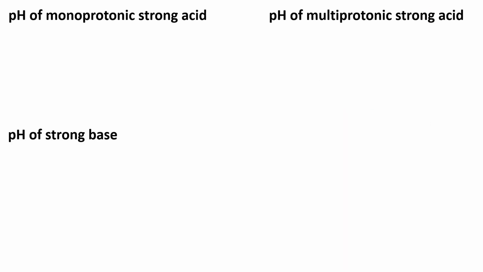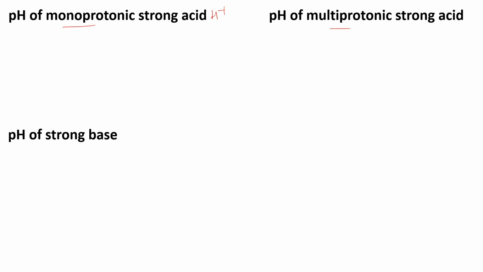Next, how we will calculate the pH of a strong acid. Now, strong acid can be of two types. One is monoprotonic, another one is multiprotonic. What do you mean by monoprotonic? Mono means single, protonic means H plus. If they are donating a single H plus, that acid is known as monoprotonic strong acid. If they are donating multiple H plus, the acid is known as multiprotonic strong acid.